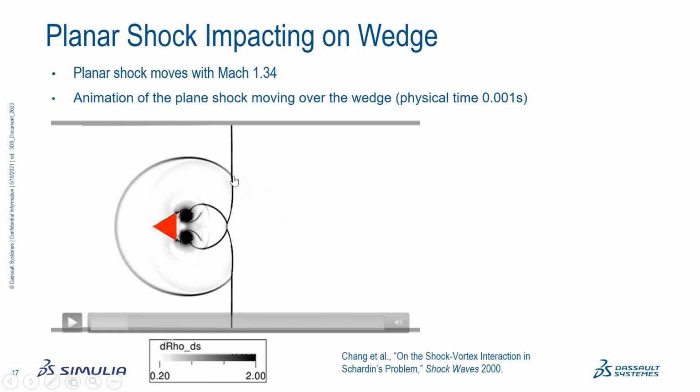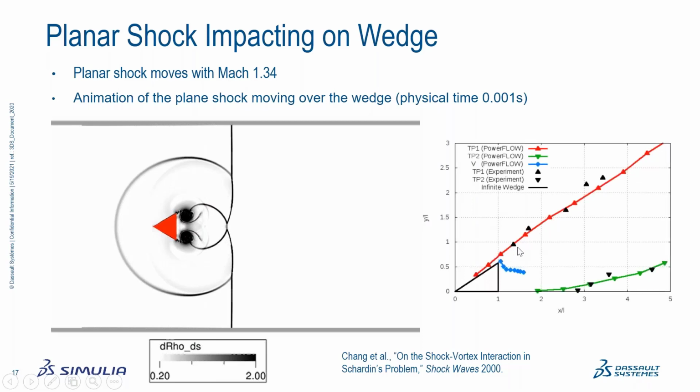The triple point is basically the line where we have two shock waves meeting each other. So we have two triple points in the simulation. The first one is at this location, and the second one is here. And what we can do is plot the evolution of this location over time. The PowerFLOW results are the red line for the upper triple point, and the green line is the location of the lower triple point here.